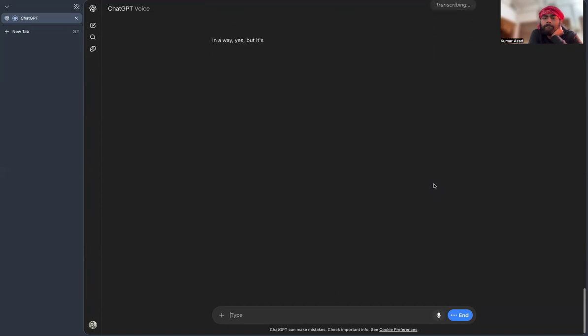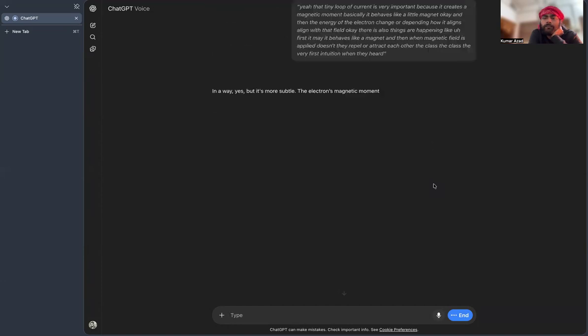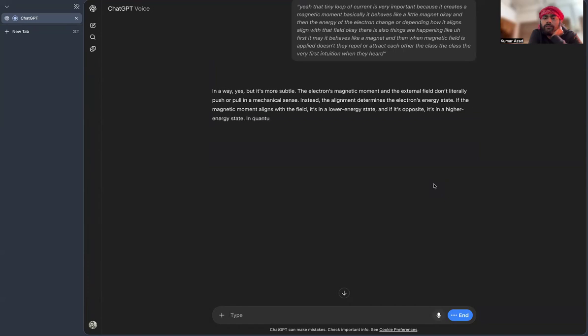In a way, yes, but it's more subtle. The electron's magnetic moment and the external field don't literally push or pull in a mechanical sense. Instead, the alignment determines the electron's energy state. If the magnetic moment aligns with the field, it's in a lower energy state, and if it's opposite, it's in a higher energy state. In quantum mechanics, this changes the energy levels rather than causing a classical repulsion or attraction. The result is that the energy levels split or shift, which is what we observe in the Zeeman effect.